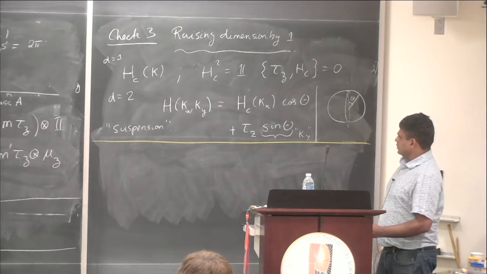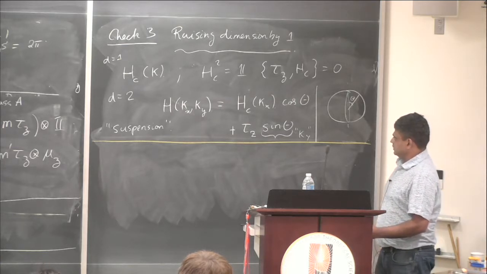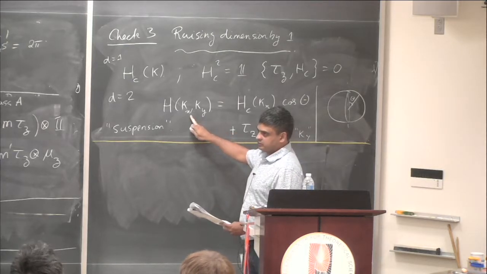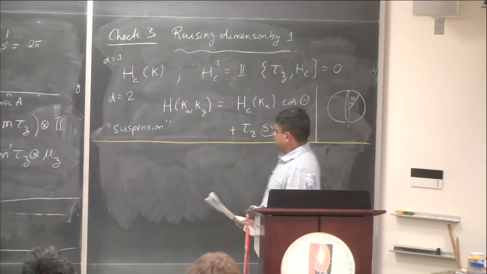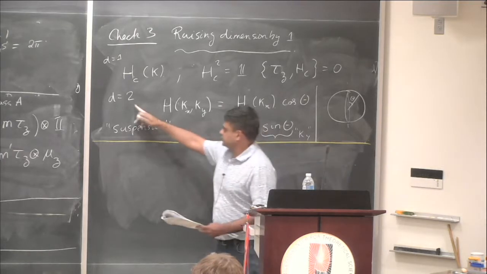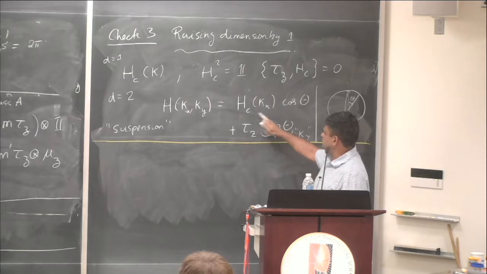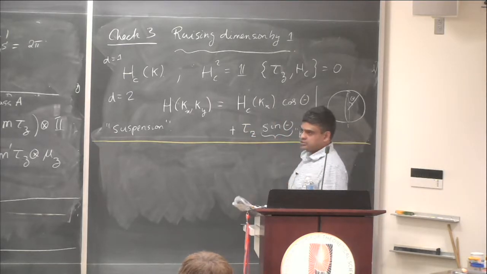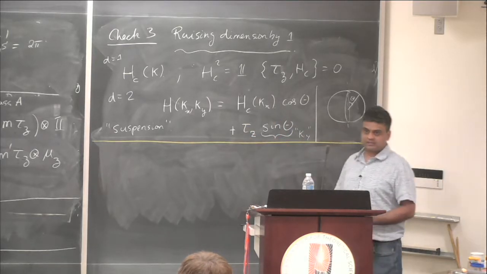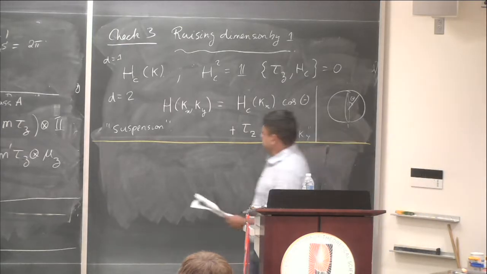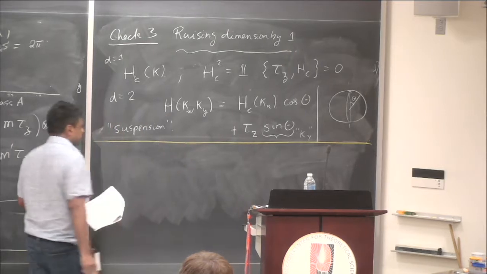So the claim is that this construction gives you a gapped Hamiltonian in 2 plus 1 dimensions, which inherits the topology from this H_C in the lower dimension with chiral symmetry. You can see a couple of things. One is that if I square this Hamiltonian, it's the identity.